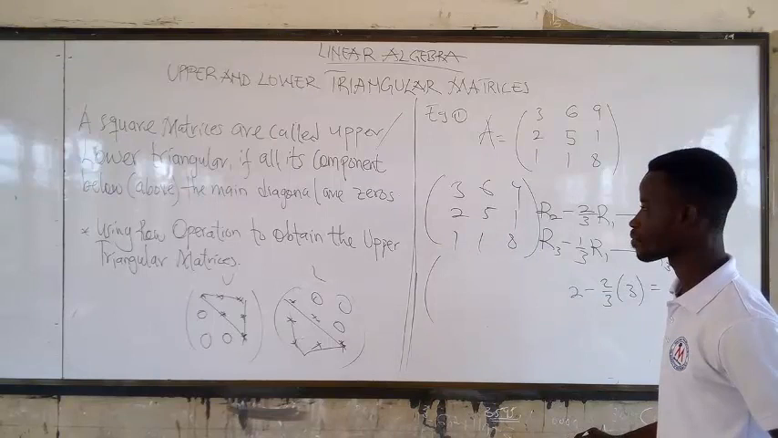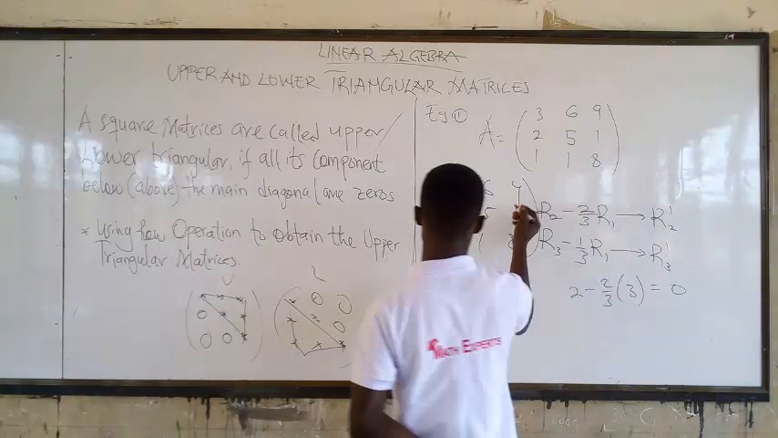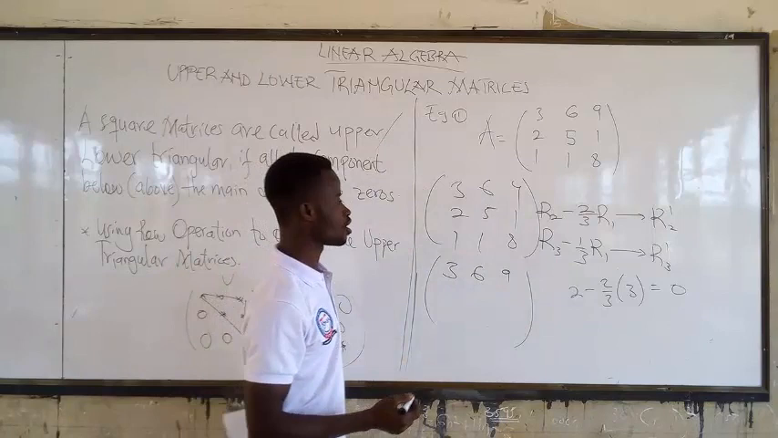And we are putting all in what? New row 1. Row 2. So this row 1 will not be affected. How can you see that? Alright. So you get 0 here.